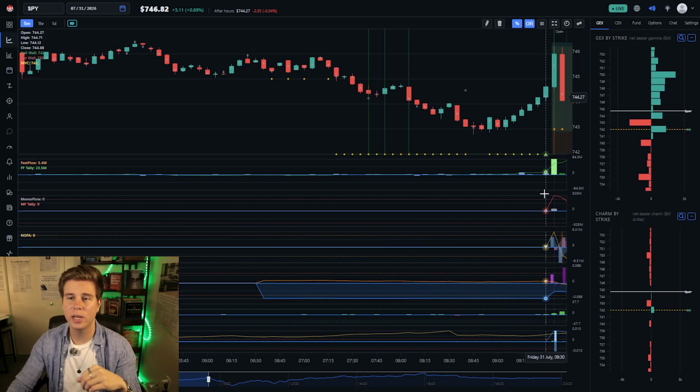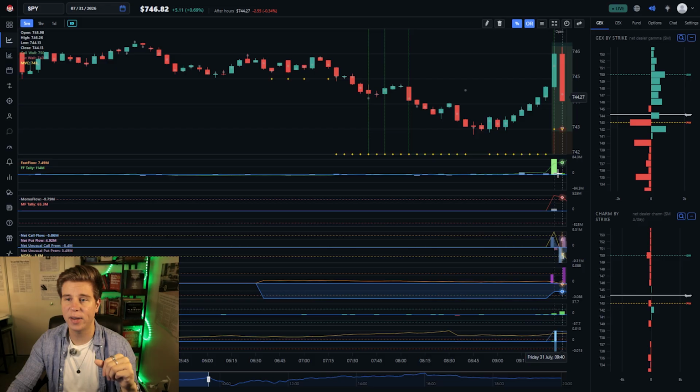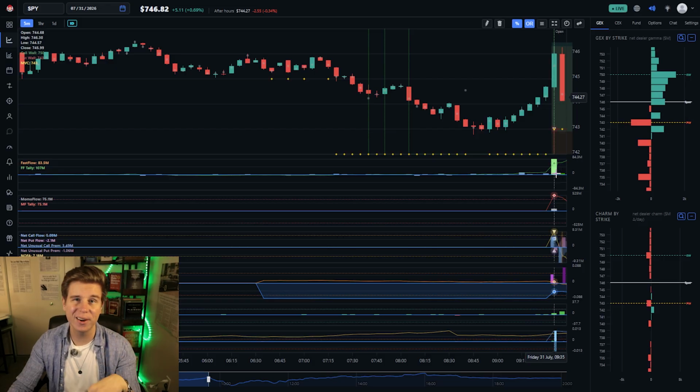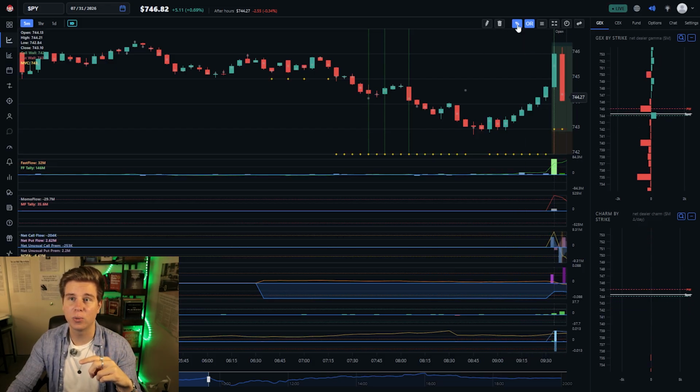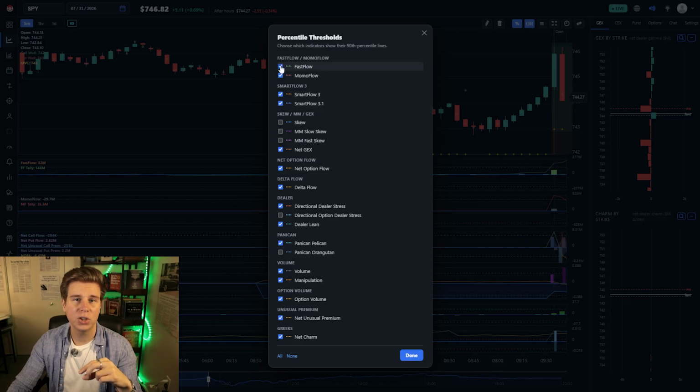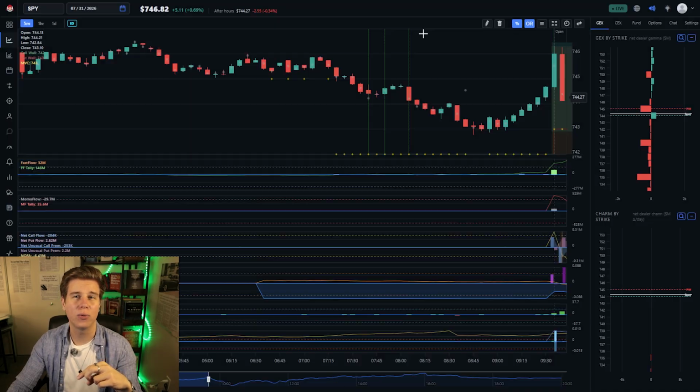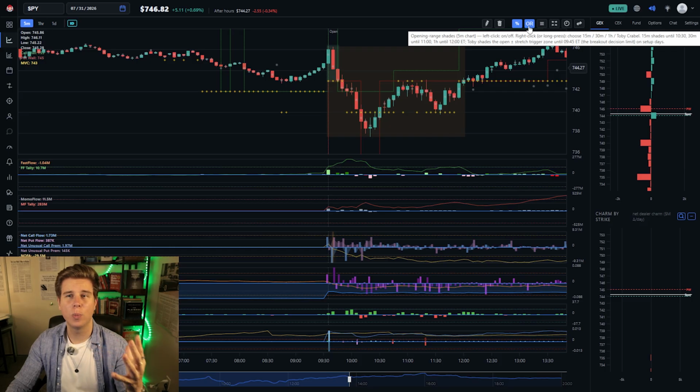And if you want to only have this shown for certain ones, for example, I see that FastFlow, you don't have to know what that is, I'll explain that later. FastFlow doesn't have the percentile bar, so I will right click on this and check FastFlow to add the percentile bar for FastFlow. This right here is the opening range shader.